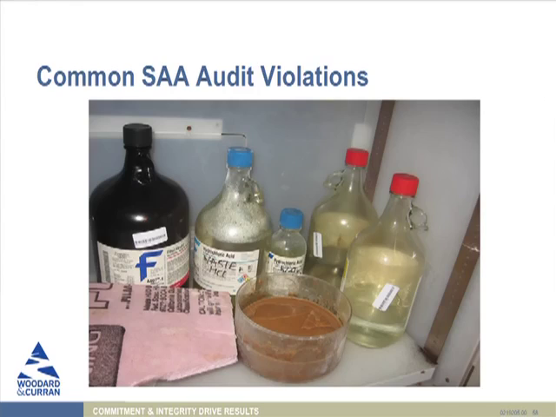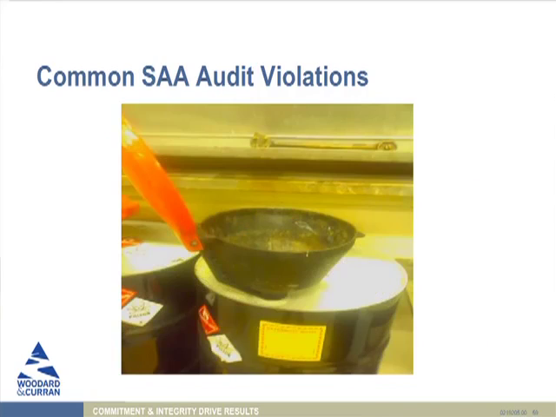Okay? So there are definitely issues you want to be thinking about and looking for as you audit each different fume hood, each different satellite accumulation area, to be thinking about what you may find there. Okay? How about this? I won't focus only on labs.